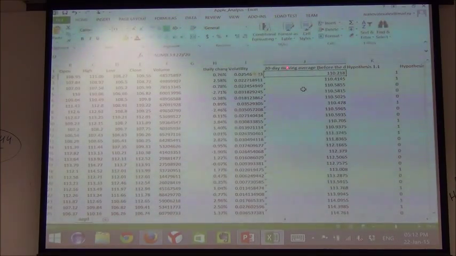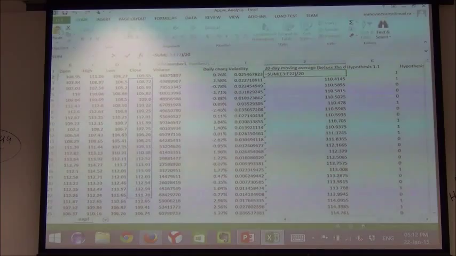Let's say we took the 20-day moving average, and this is the formula. You see, this is just a sum divided by 20. The sum of 20 previous prices.